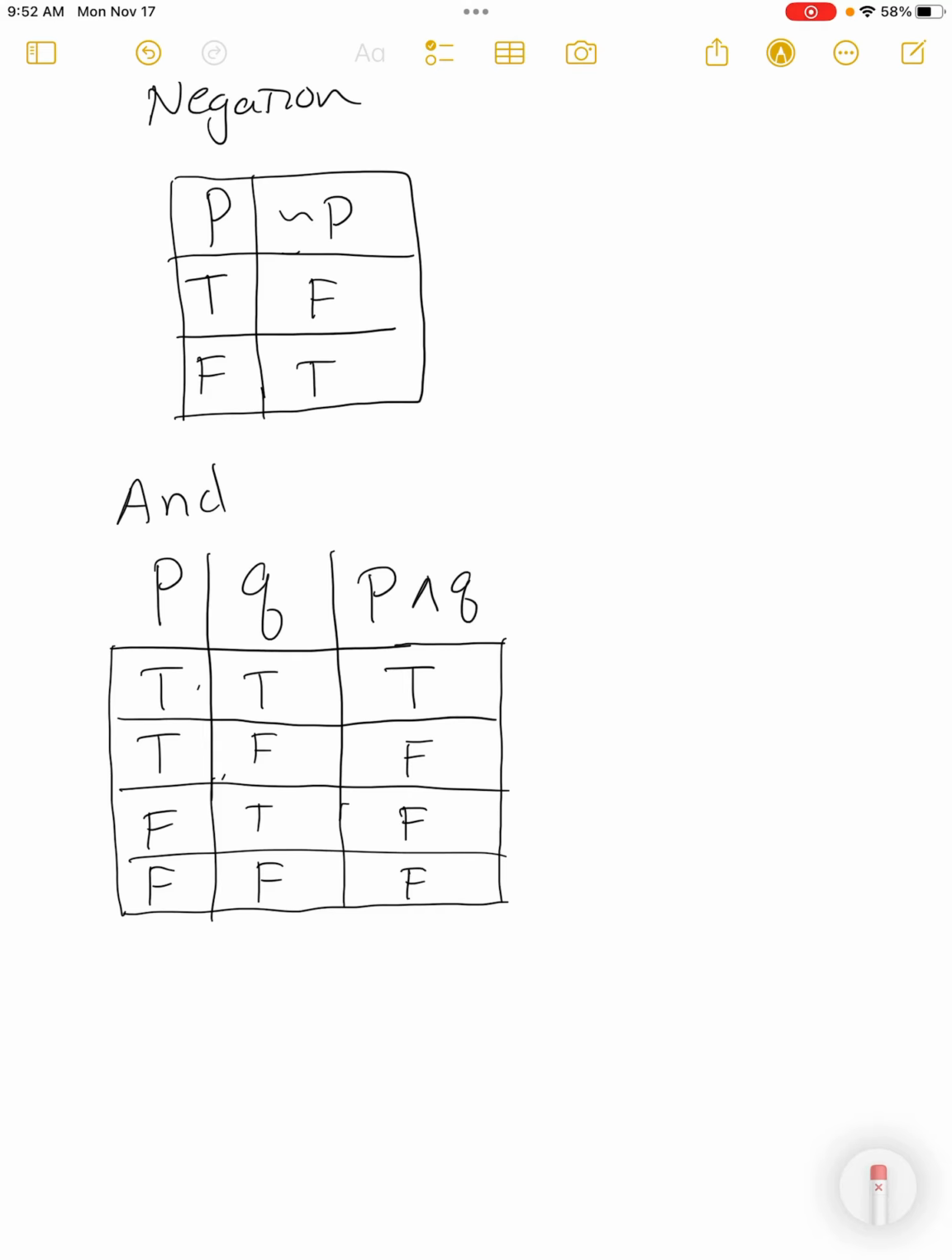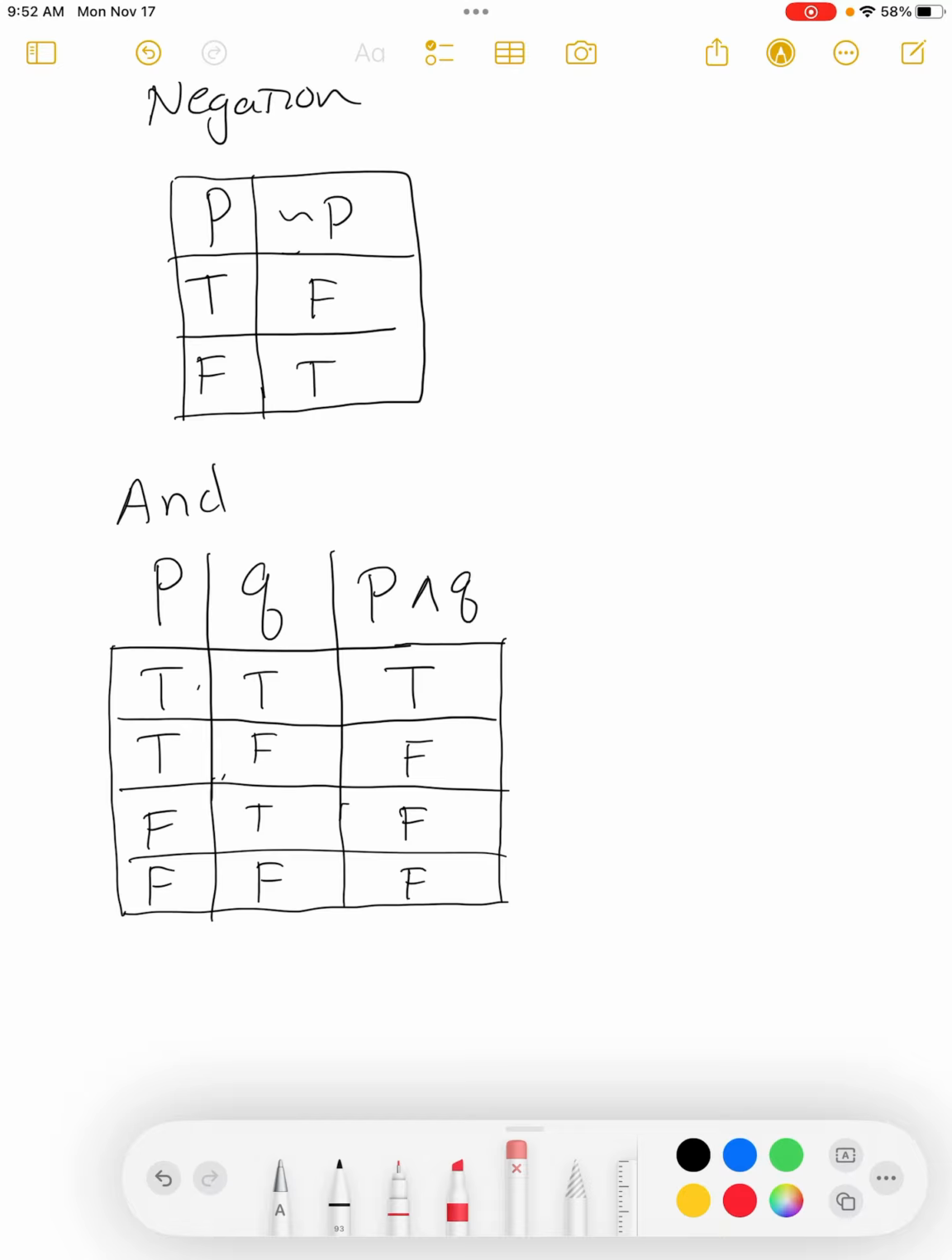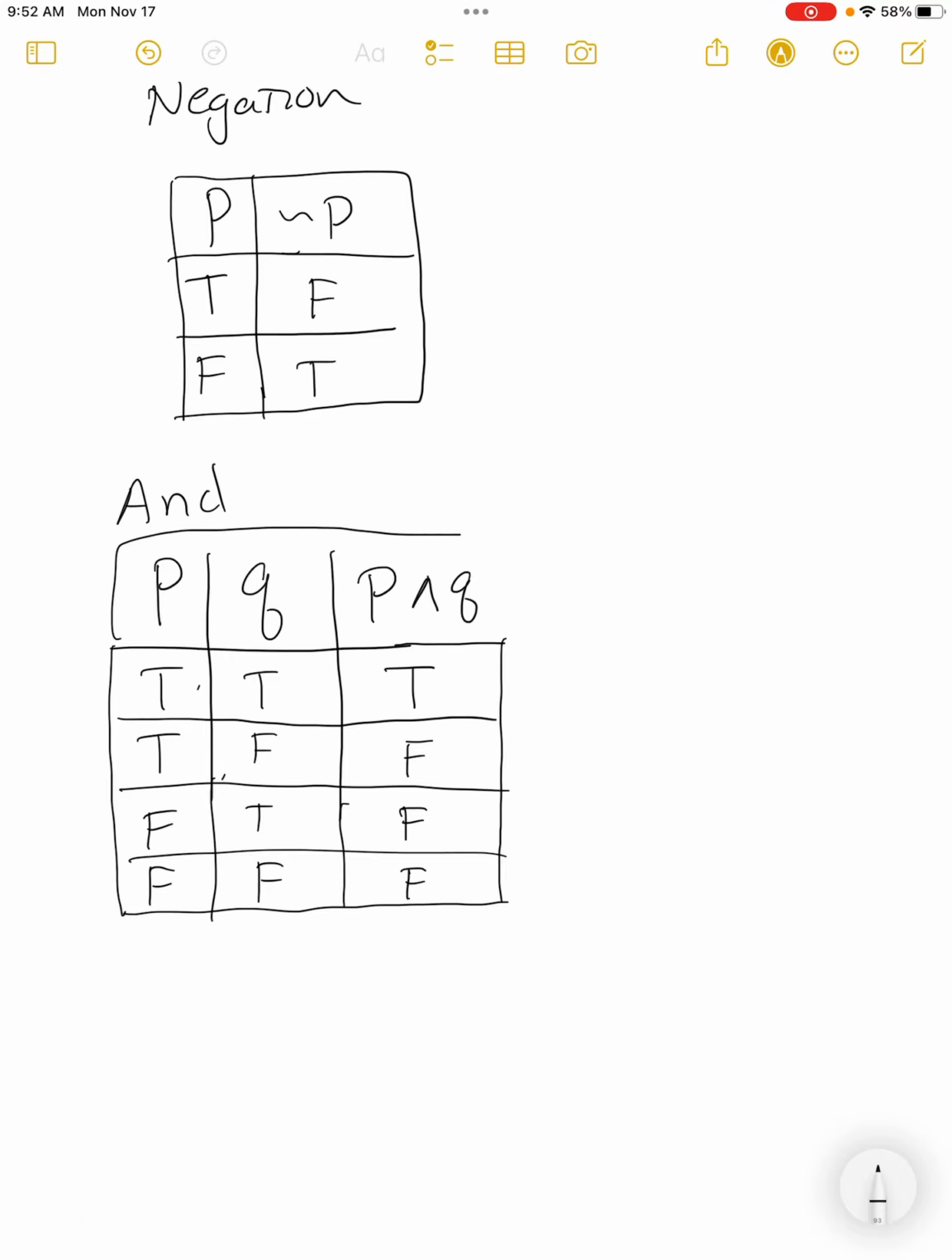In an and compound statement, both have to be true for the whole thing to be true. If any one of them is false, the whole thing is false, right? And so we'll just be anchored in these guides right here as we do our work. So and needs them both to happen.